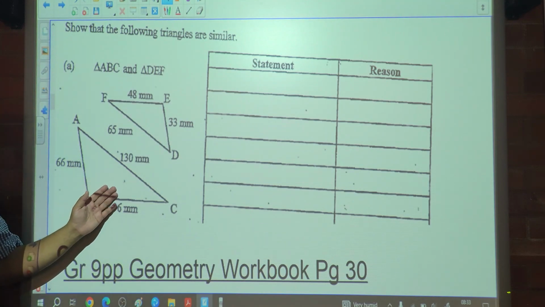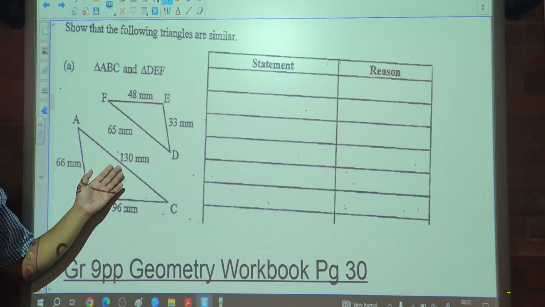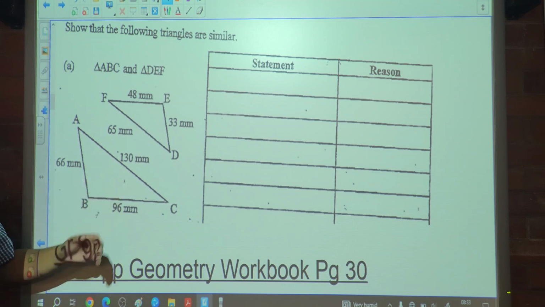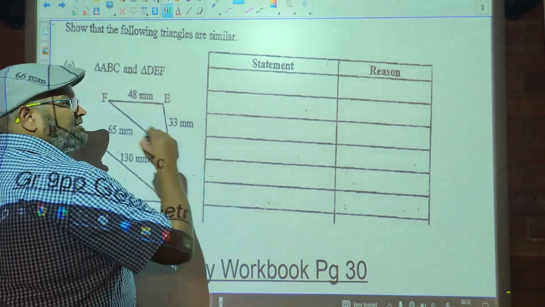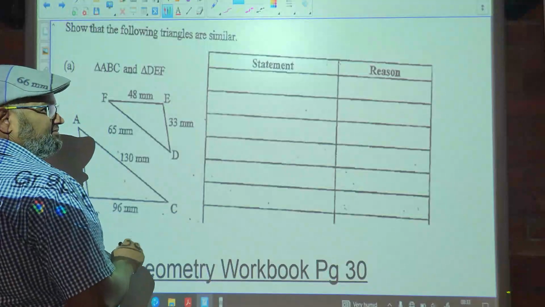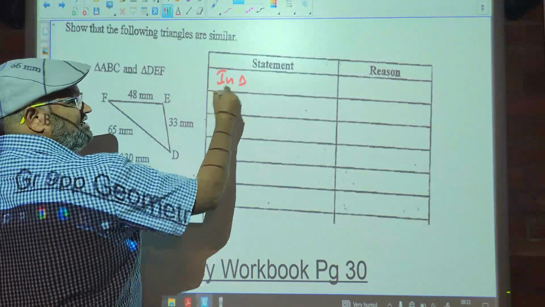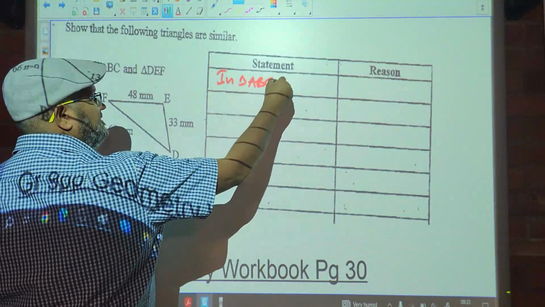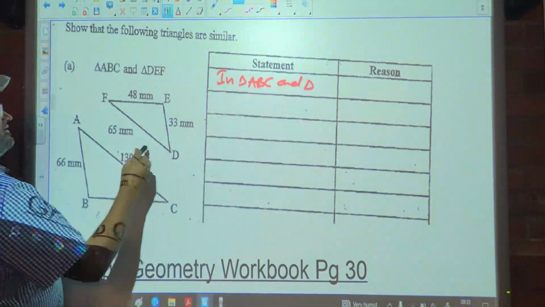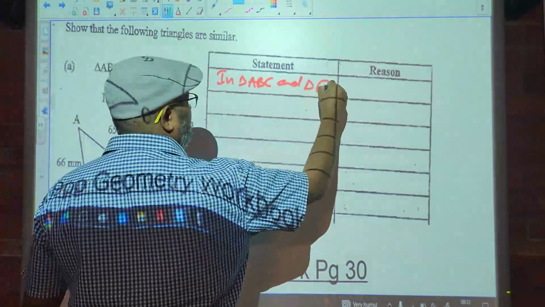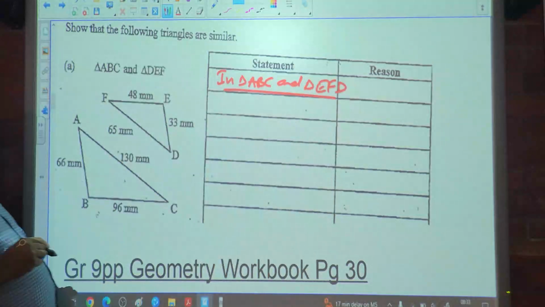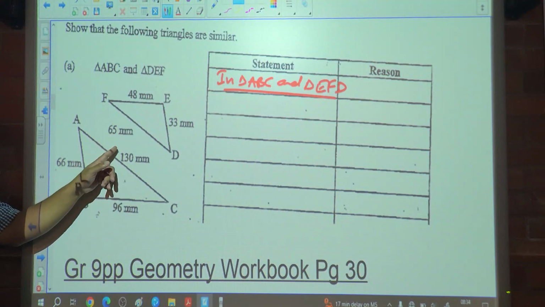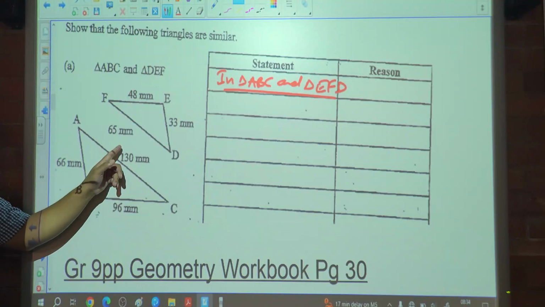But what do we notice in this case? There's no known angles to us, no equal angles here. You see that, people? So how do we start? We say, yeah, so in triangle ABC and triangle EFG. Okay. So we know it looks like 65 and 130 is together. Can you see that, people?